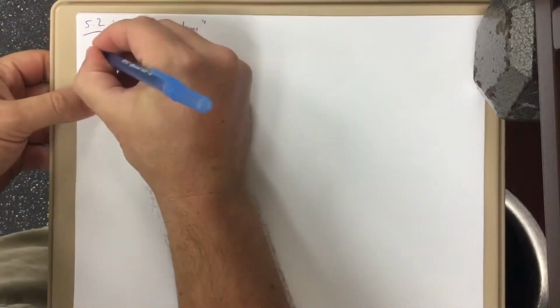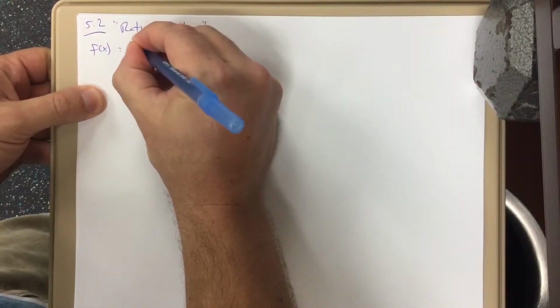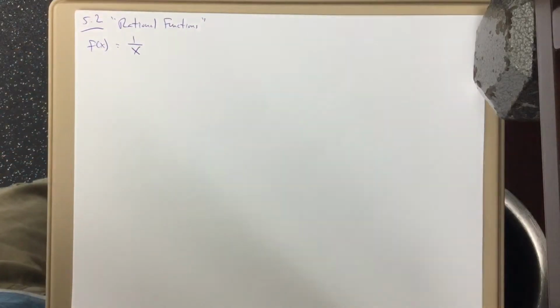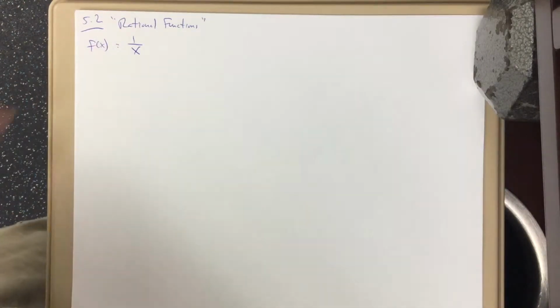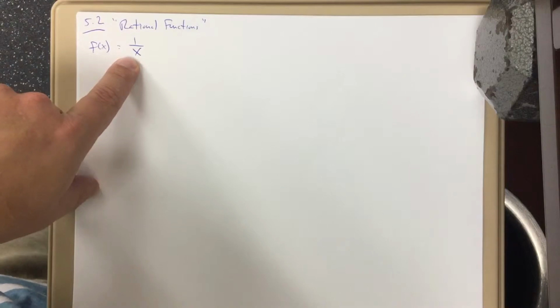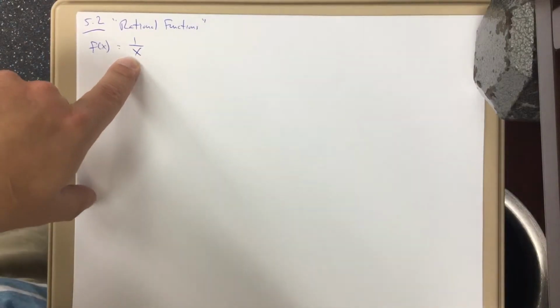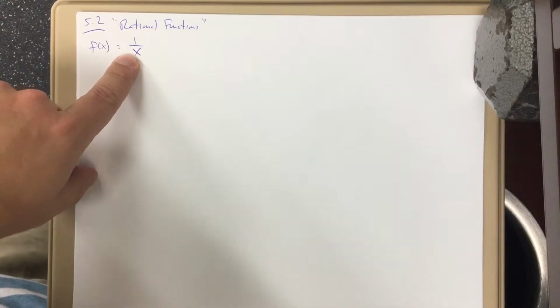So let's look at the most basic rational function. It would be one we've seen before already: the reciprocal function, 1 over x. That would be a rational function. It is a fraction, okay? This is not a polynomial function, because it has an x in the denominator. That x would have a negative exponent. So we're not allowed to say this is a polynomial function, but it is a rational function.